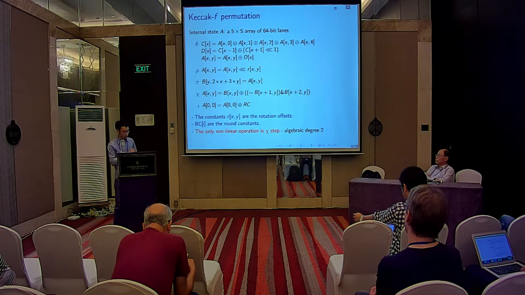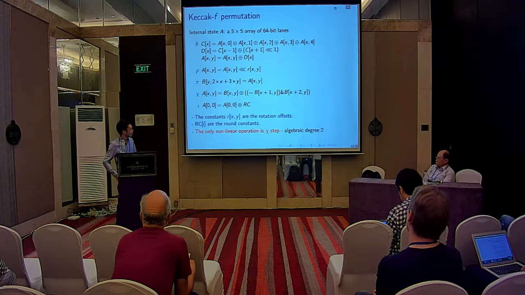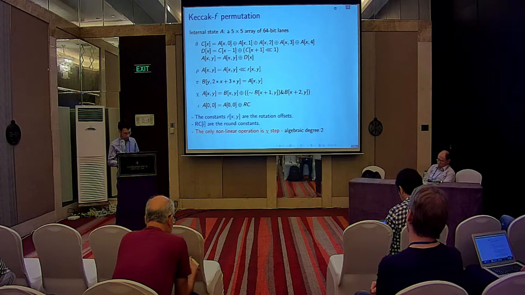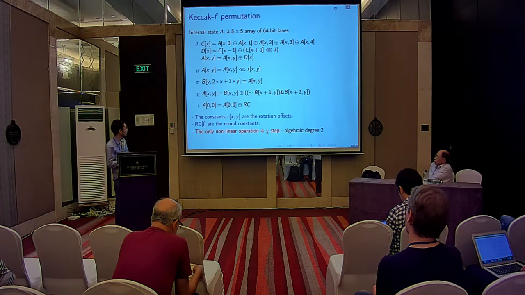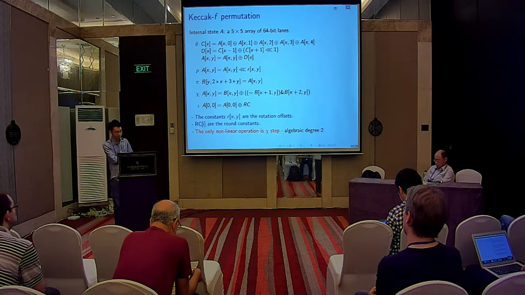But as I'm showing on the slide, the chi step is nonlinear. The chi step is just a degree 2. And here, the last step, iota, just adds a constant. This constant does not affect our attack.